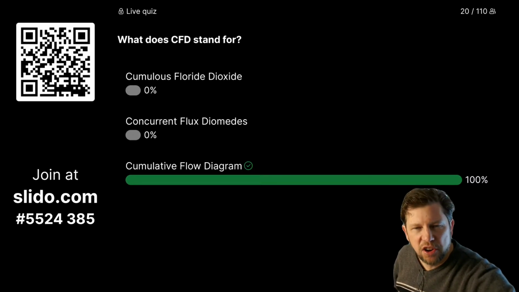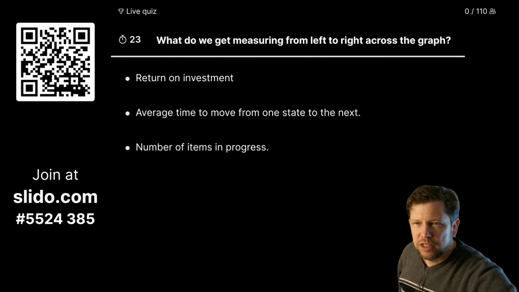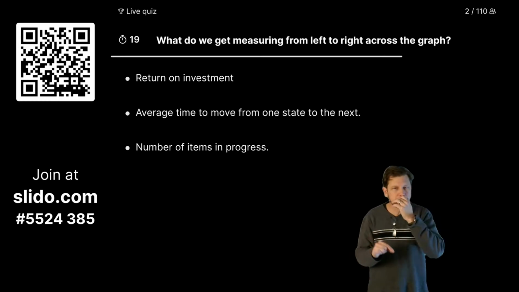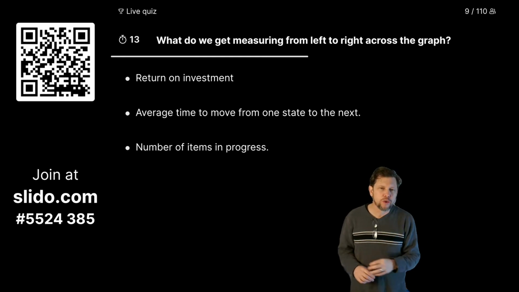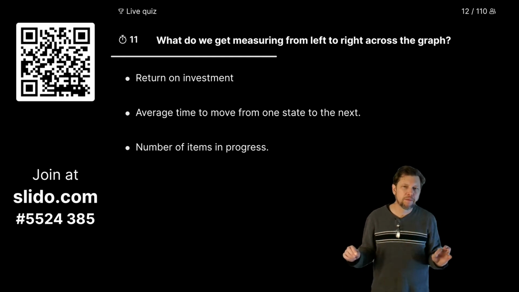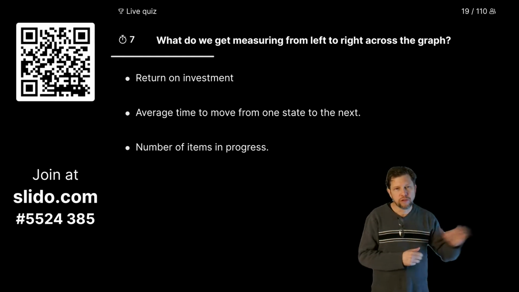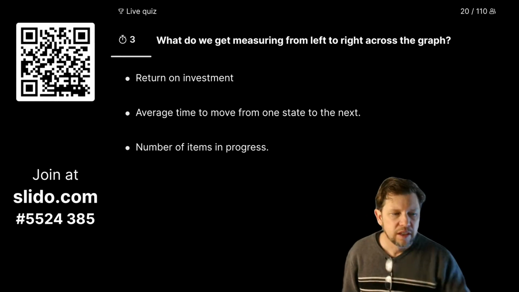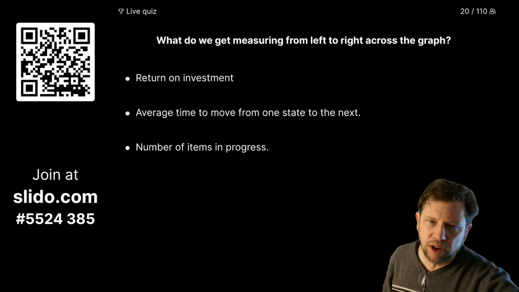Okay. I need harder questions. What do we get measuring from left to right across the graph? So if we're measuring like this, what can we measure? Do we measure the return on investment? Do we measure the average time to move from one state to the next? Or do we measure the number of items in progress? So moving from left to right, what are we actually measuring? Return on investment, average time to move from one state to another, or number of items in progress.